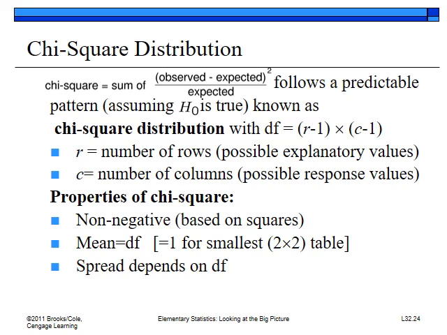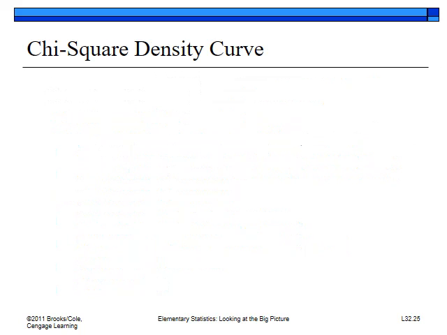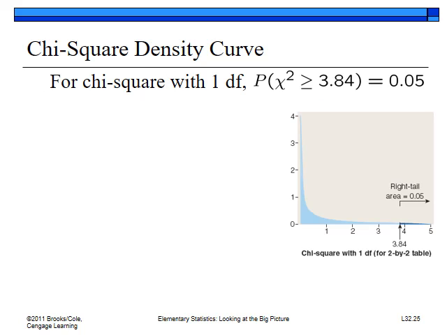The spread of the distribution depends on the degrees of freedom. In general, the more degrees of freedom, the more spread. And the chi-square distribution is skewed right, which you might expect since it's non-negative. So let's take a look at a picture. Here is the distribution for 1 degree of freedom. Notice that we've labeled one particular value for chi-square, that's 3.84. That's the critical value for 1 degree of freedom. If chi-square is greater than 3.84, the corresponding p-value must then be less than 0.05.